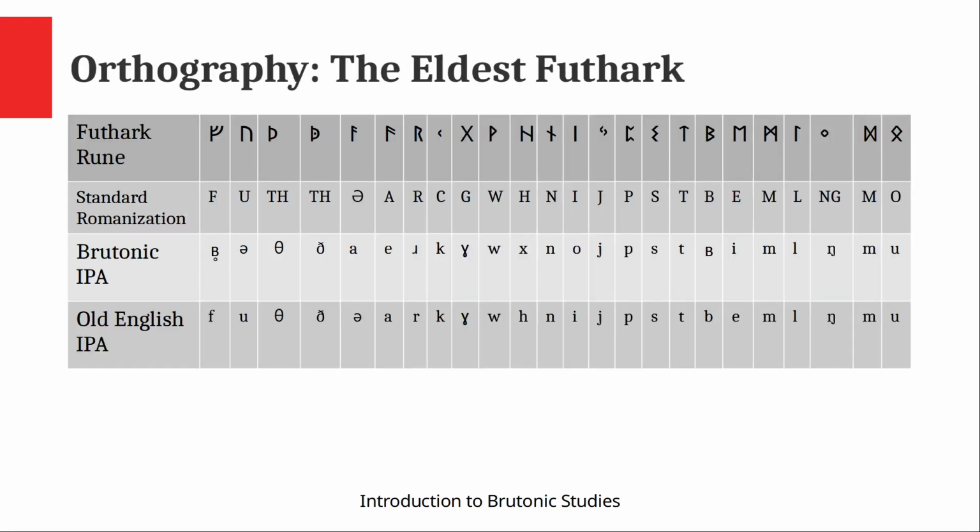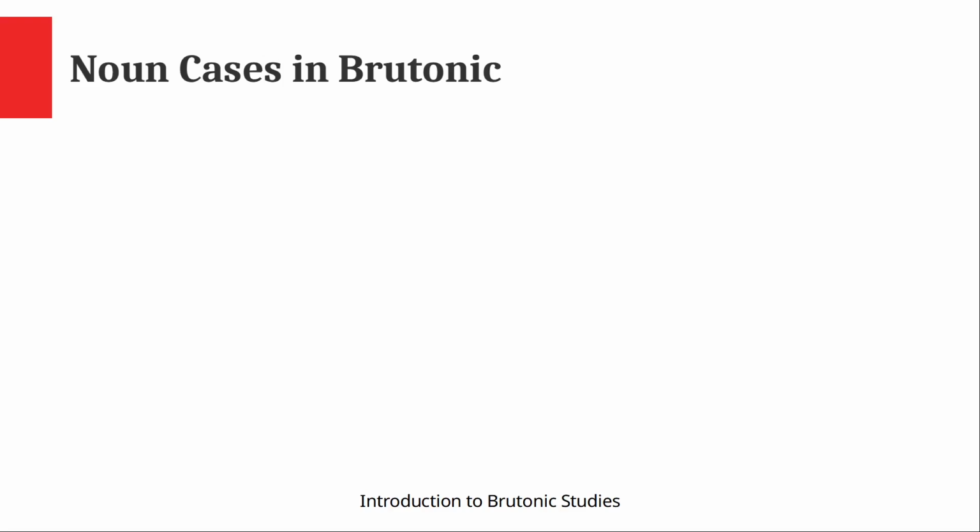Brutonic was written using a series of runes known as the Eldest Futhark, predating the Elder Futhark. The Eldest Futhark has separate glyphs for the voiced and voiceless dental fricatives, as well as a 6th vowel rune. We now move on to the grammar of Brutonic.